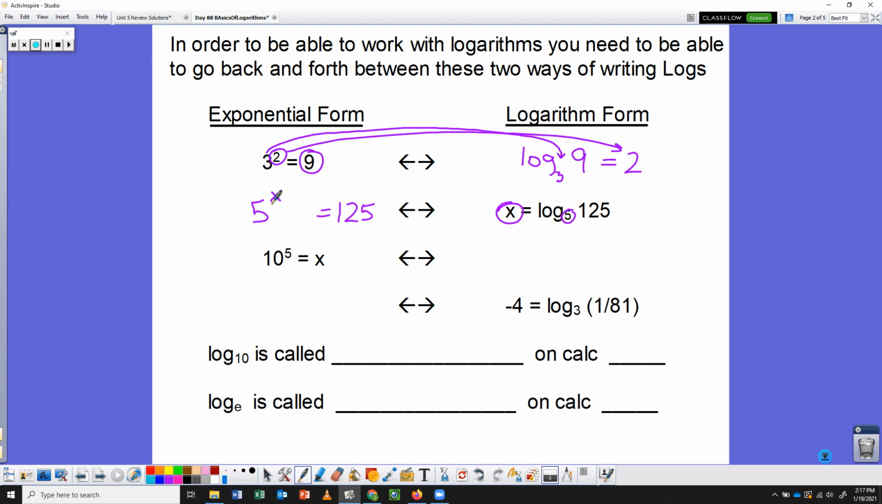In this form, it would be very easy for you to figure out what x would need to be. If x was 2, 5 would only be squared. That's too small. X would need to be 3 in this problem. 5 cubed is 125, so we now know x is going to be 3 in that problem.